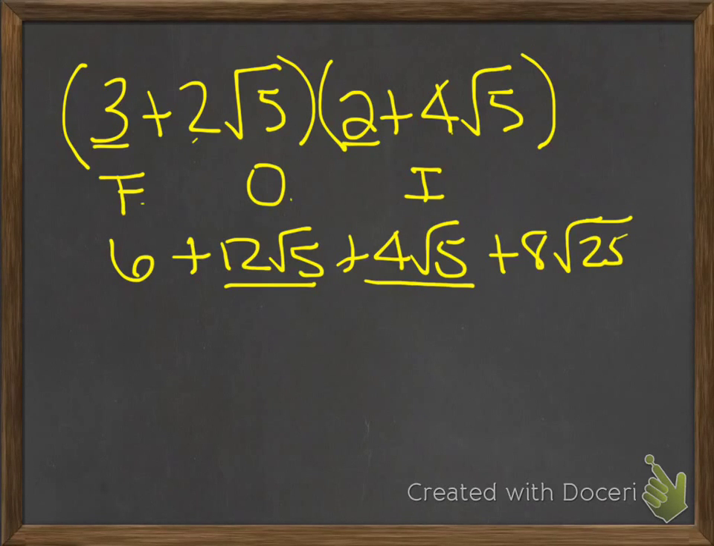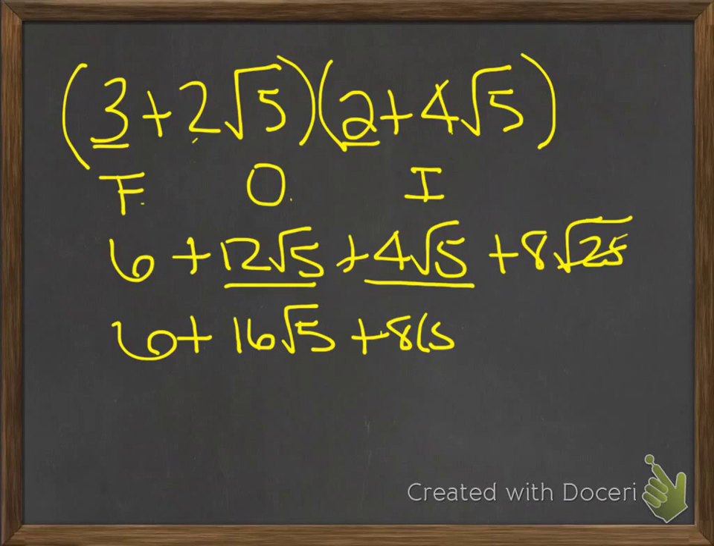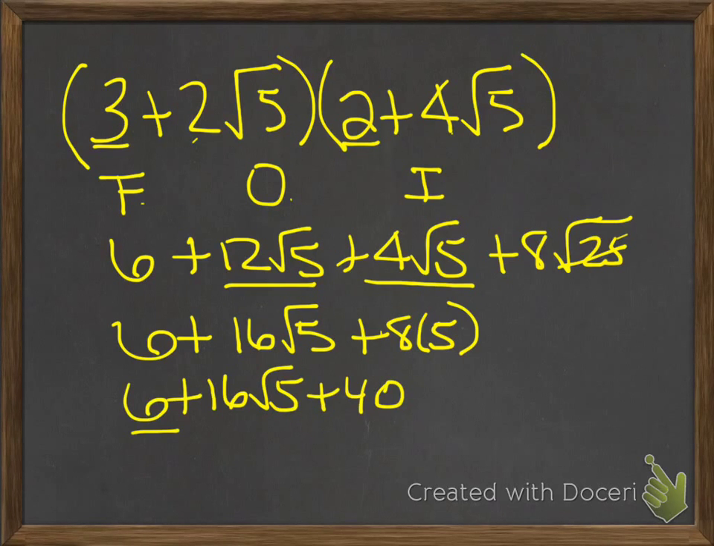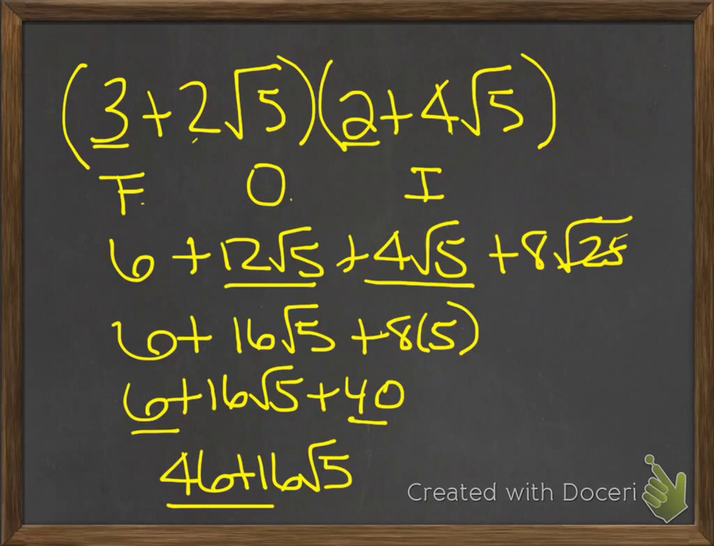Again, here are our like radicals. So we'll put those together. Square root of 25, of course, that's 5. So that's going to change that into 40. And then we can combine our like terms, and we end up with 46 plus 16 square root of 5.